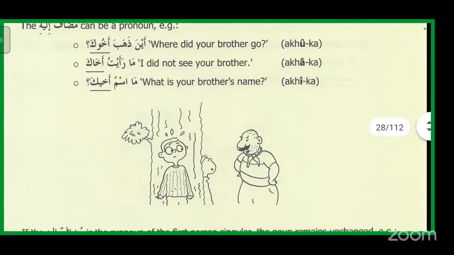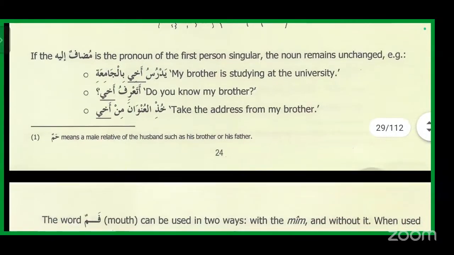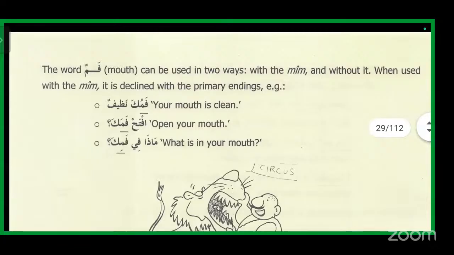If the mudaf ilayhi is the pronoun of the first person singular, the noun remains unchanged. Example. Yadrusu akhi bil jamiyati. My brother is studying at the university. Ta'rifu akhi. Do you know my brother? Khuzil unwana min akhi. Take the address from my brother. Hamun means a male relative of the husband, such as his brother or his father.